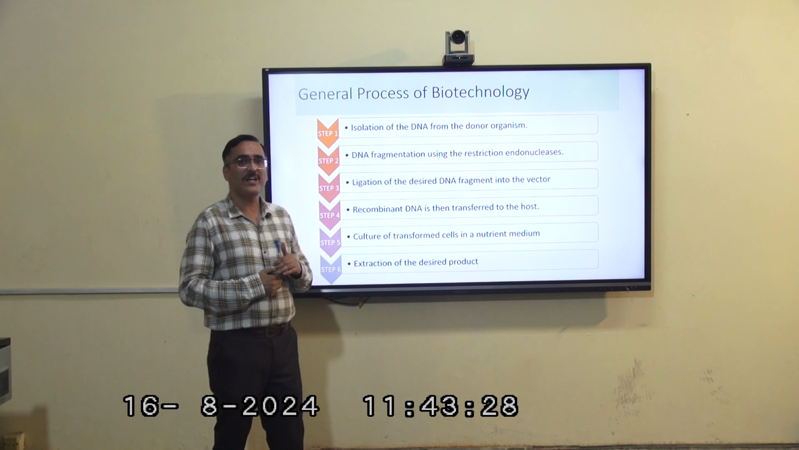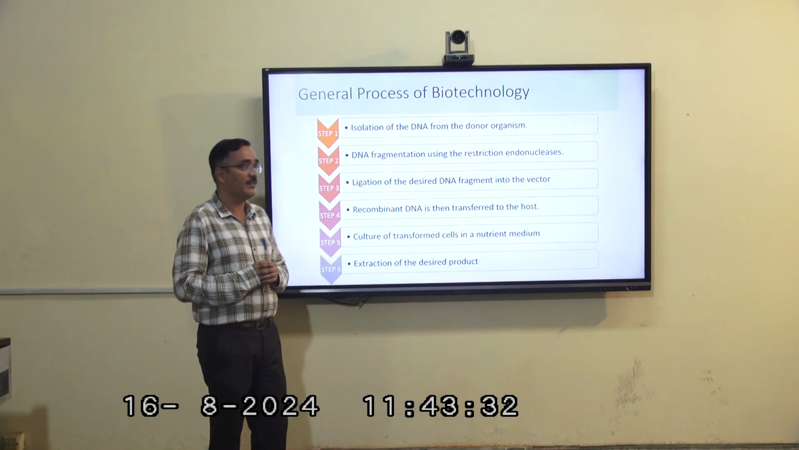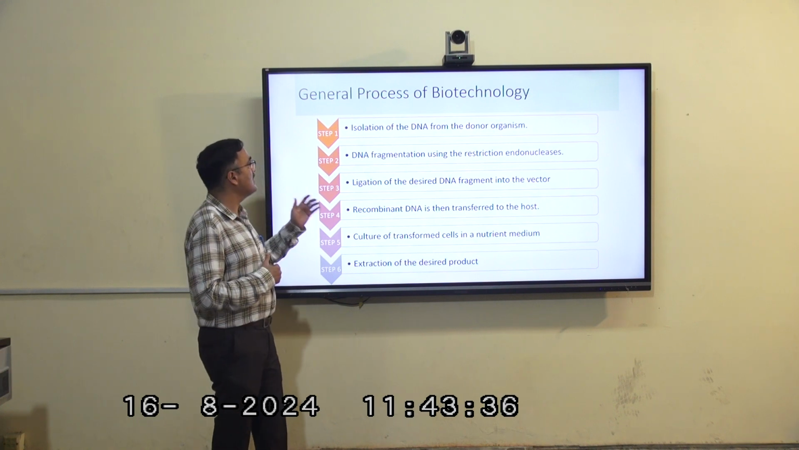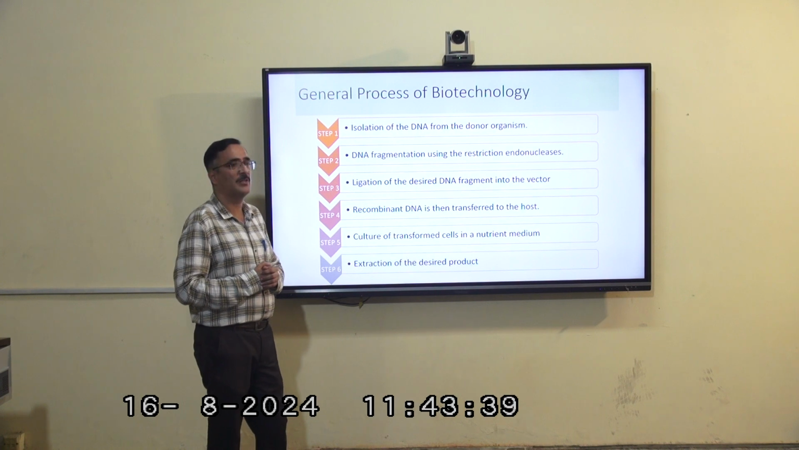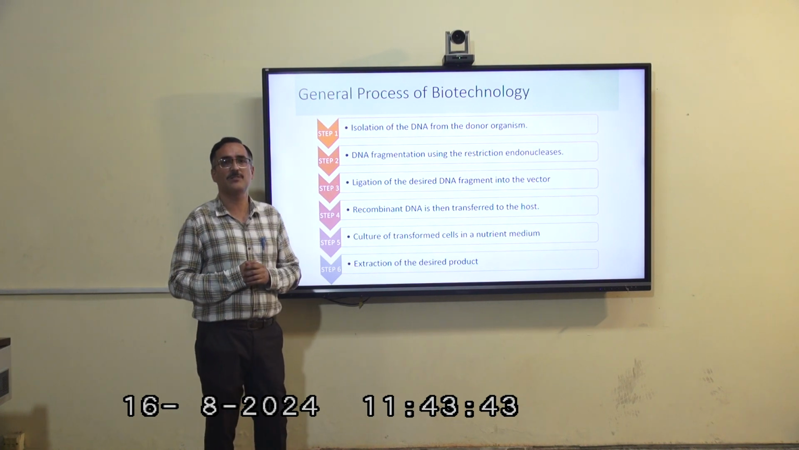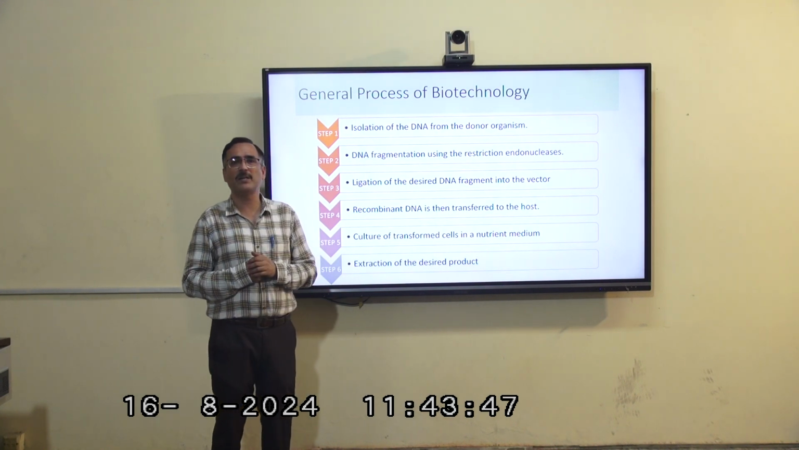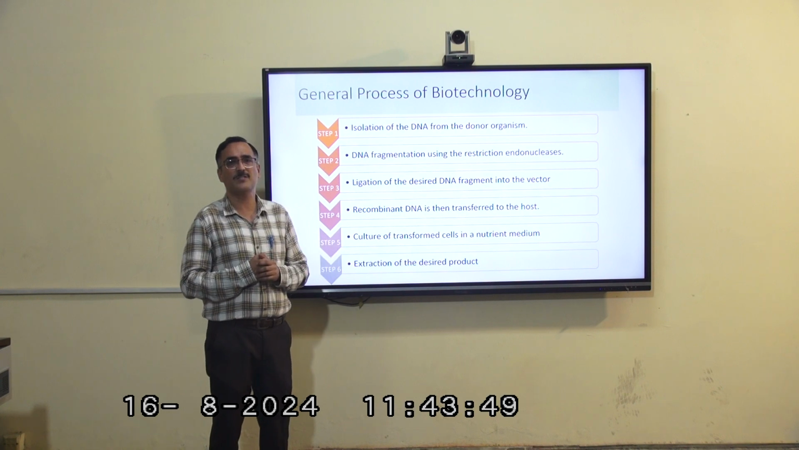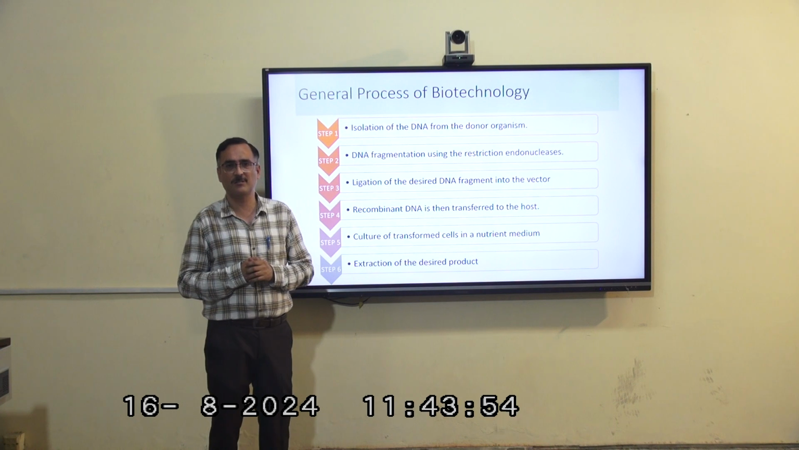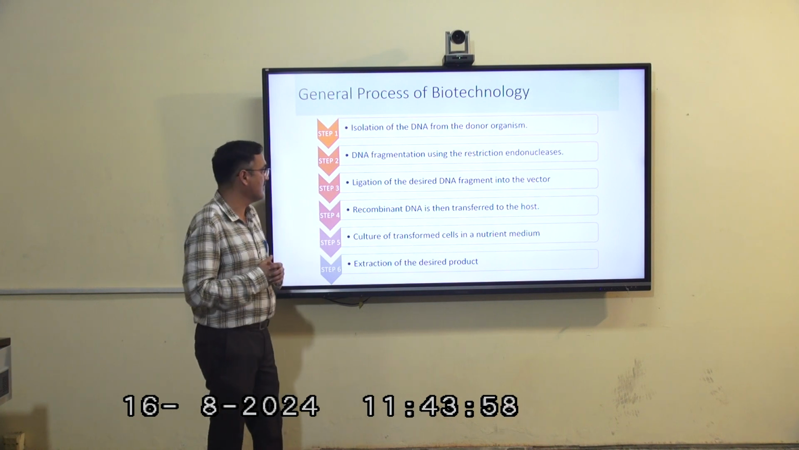Just a brief look at the process of biotechnology, and how we can achieve the biotechnological product. There are six steps in biotechnology. The first step is the isolation of DNA from the donor organism, followed by DNA fragmentation using specific restriction endonucleases. These endonucleases can cut the DNA at specific recognition sequences, which are 6 base pairs in length.